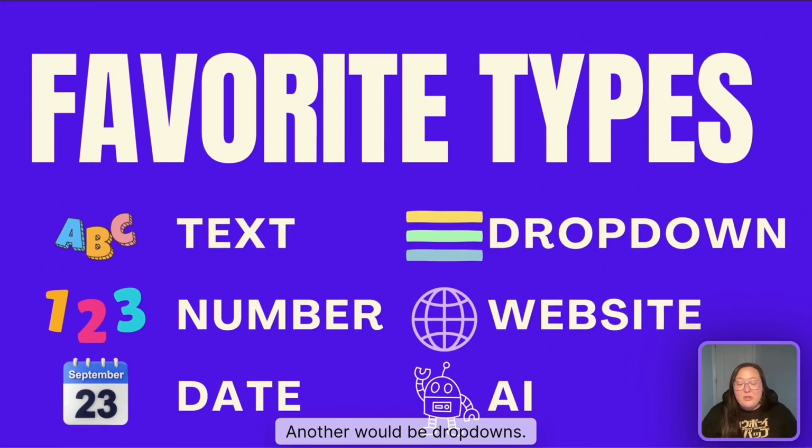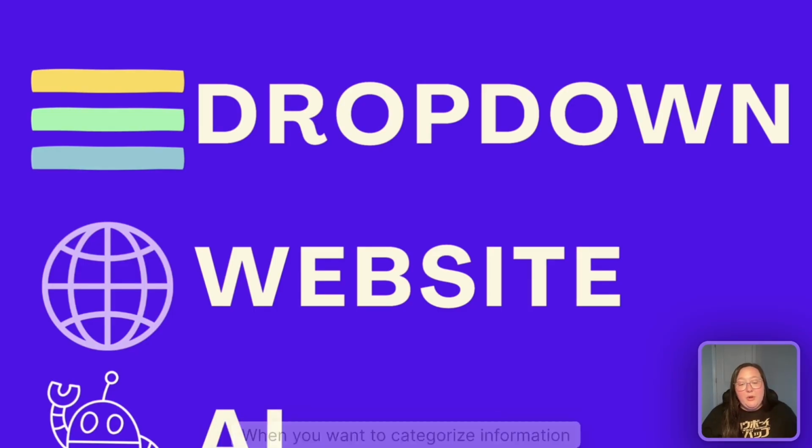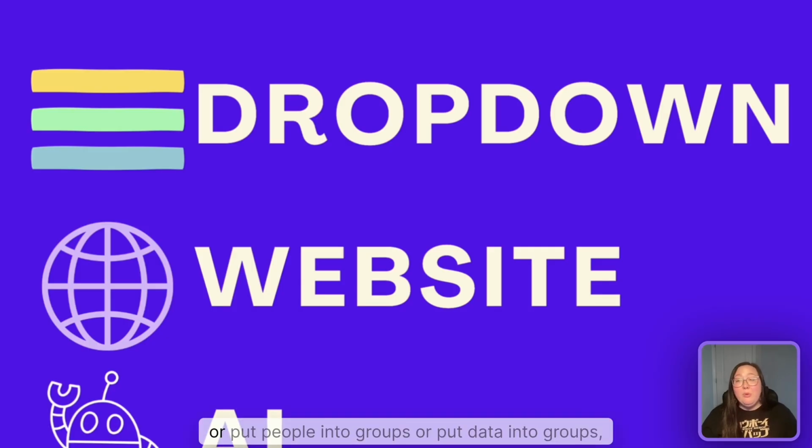Another would be drop down. So think of drop downs, a list of preset items. Which fruit do you want? Apple, orange, or banana? And those are the three things we have. Those are really great when you want to categorize information or put people into groups or put data into groups.